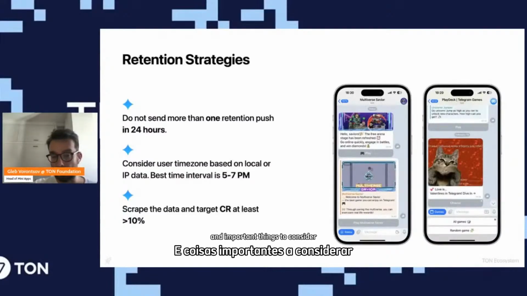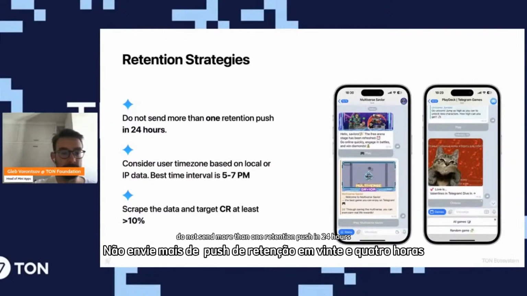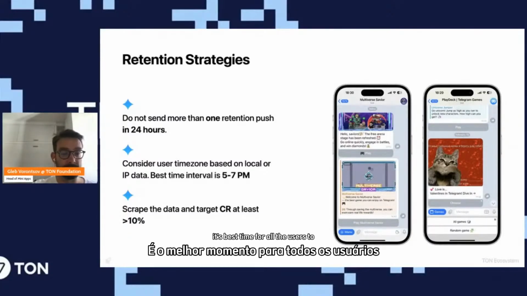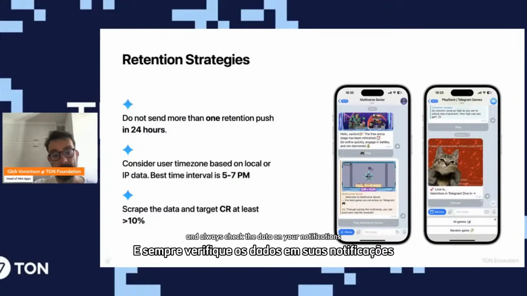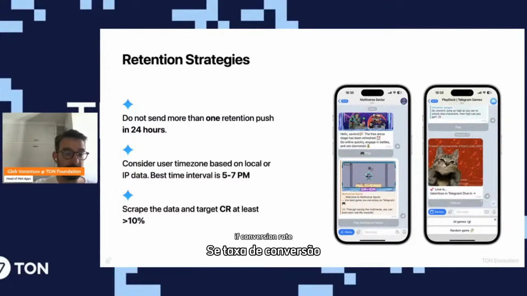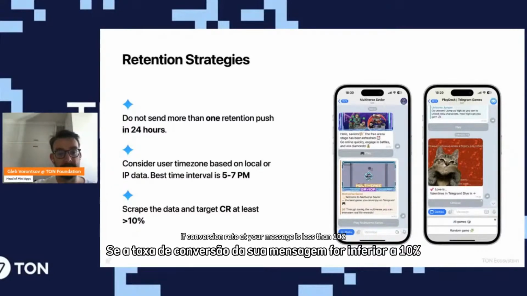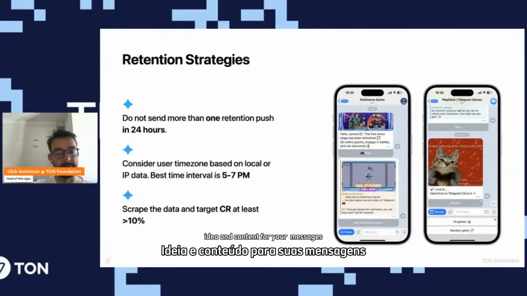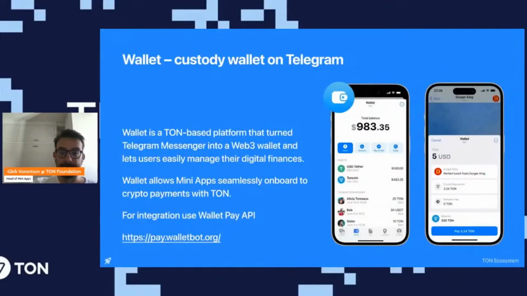And important things to consider: do not send more than one retention push in 24 hours. And consider the user time zone based on the locale or IP data. The best time for users to receive push messages is between 5 and 7 p.m., according to the researchers. And always check the data on your notifications. If the conversion rate of your message is less than 10%, you are doing something wrong and you need to provide some new strategies, ideas, and content for your messages.